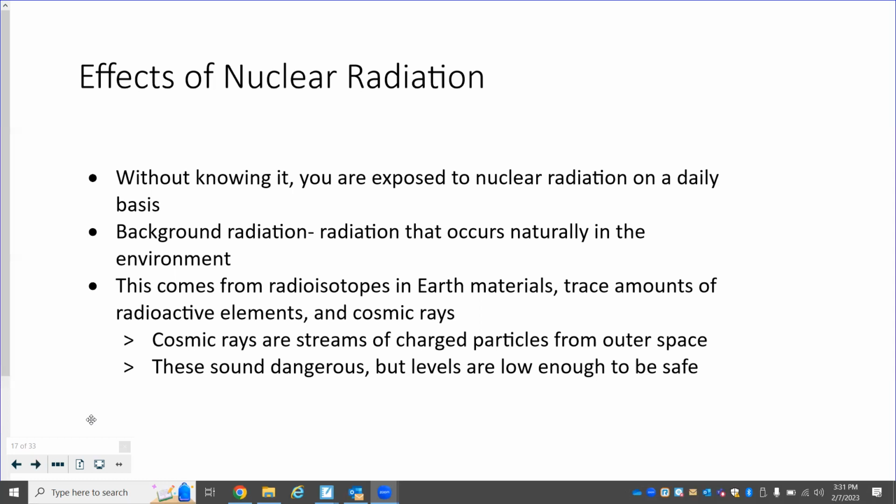And it sounds scary that you are exposed to radiation. But like I said, this is a background level, so it's a lower level. So the levels are low enough to be safe. Now, of course, if you have exposure 24 hours a day, 7 days a week for years on end, it could possibly do damage. But it's at such a low level that it can't really penetrate into your cells to cause damage.